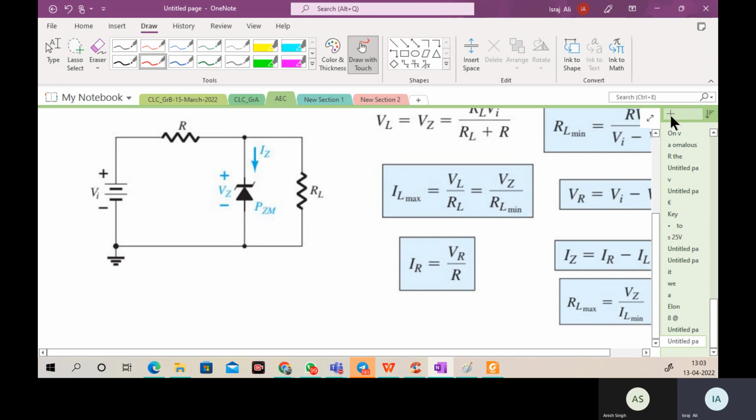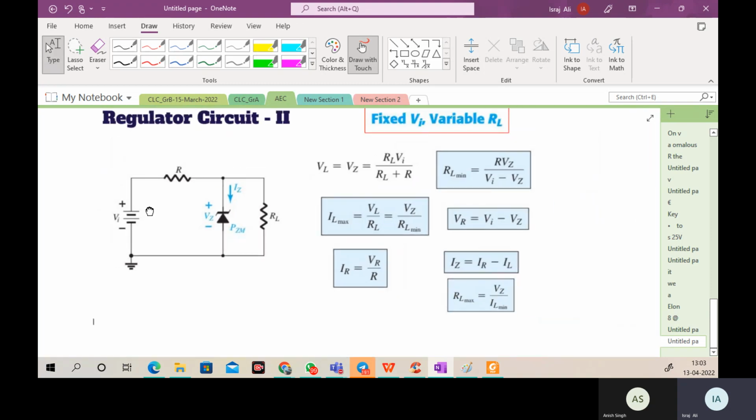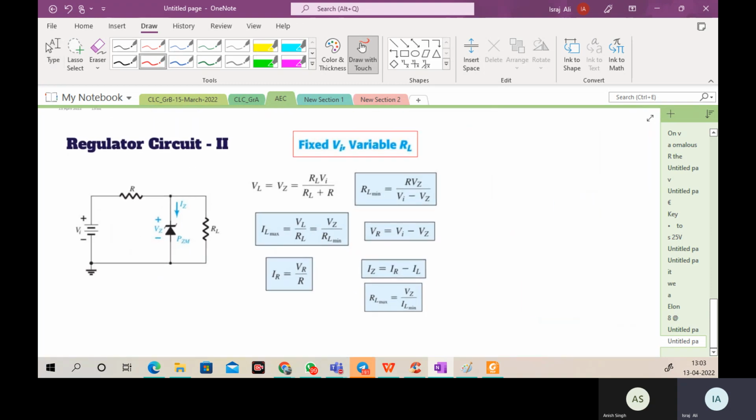Because I have less time, I keep all the equations over here. Now look here. The second condition: fixed VI, variable RL. What is the process? The process is the same. First, remove the diode and find the voltage across this point. Then place the diode with the reverse bias condition with the voltage VZ.